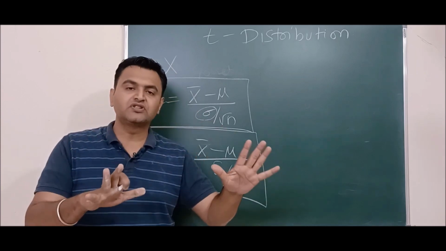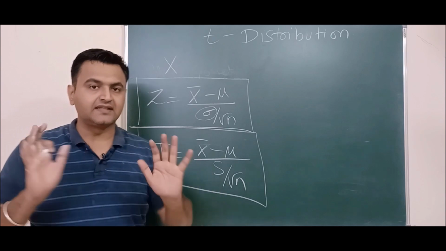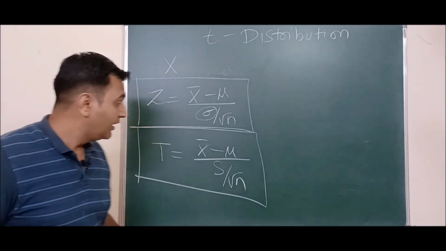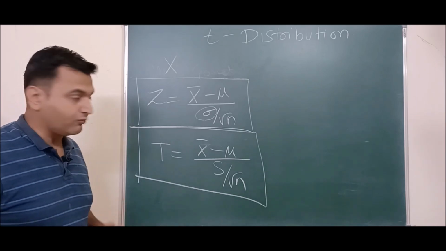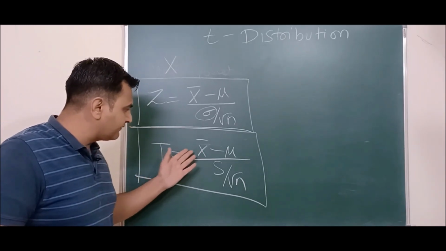If you don't know the population standard deviation, play with the sample standard deviation, use the t-table and get the answer. How to use the t-table, I will take up in a moment. But yes, this is the main difference between z and t. So, this was the t definition involving x bar.